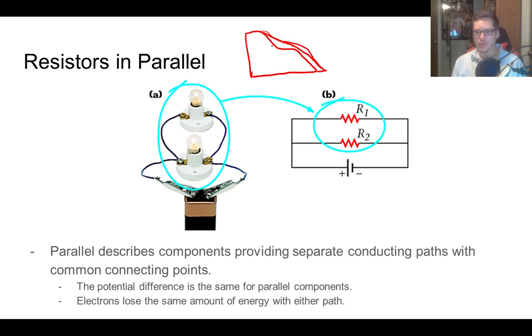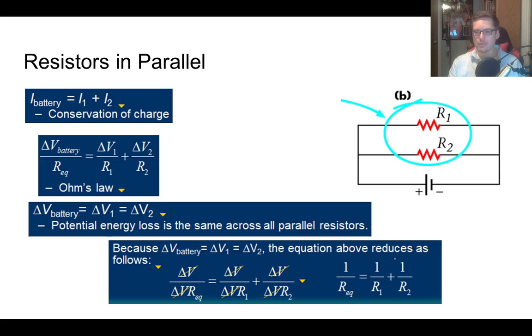Now, if you have that second path, that means the potential difference has to be the same because they need to go down the same amount. So the potential difference has to be the same for both of them. All right, this is an important idea. The potential difference has to be the same because they need to lose the same amount of energy. Well, that means that if the potential difference has to be the same, the current has to go up.